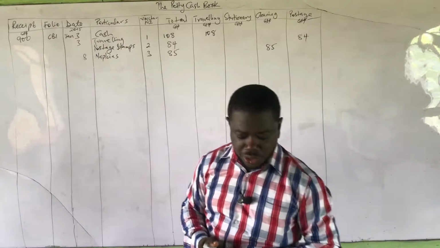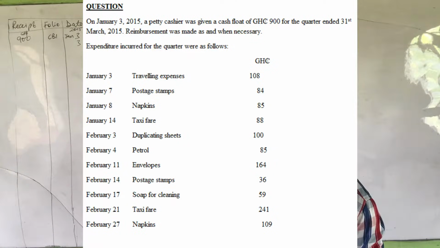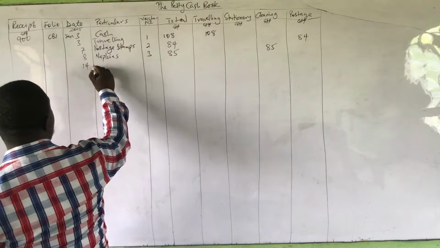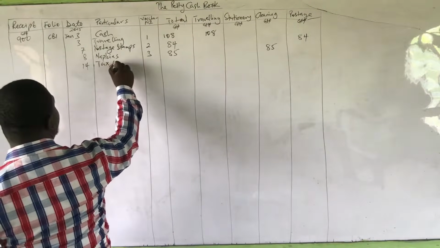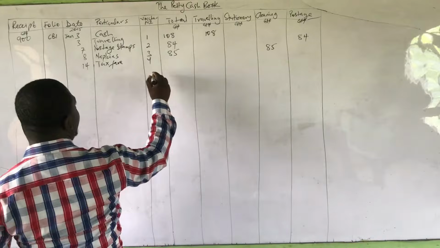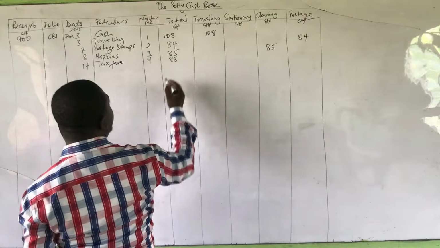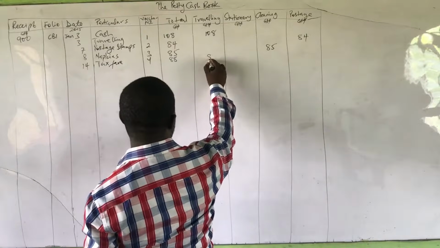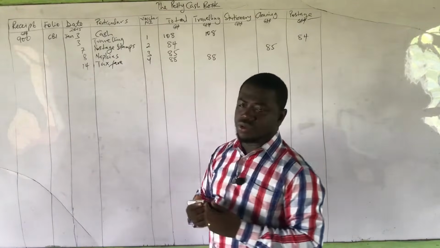So let us continue spending. The next one is on the 14th. Taxi fare, and the amount involved is 88 Ghana cedis. So on the 14th of January, taxi fare was paid, voucher number 4, 88. So when we add up, we extend taxi fare and it's coming under traveling, because taxi relates to travel.